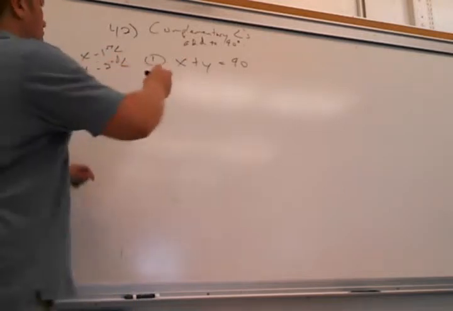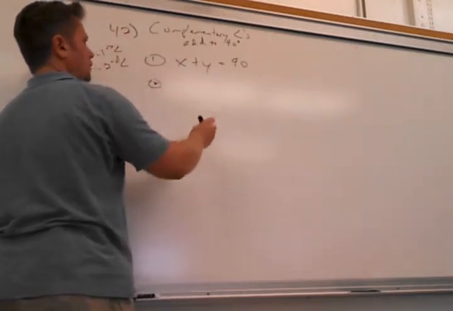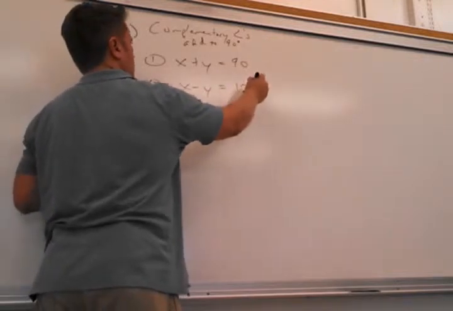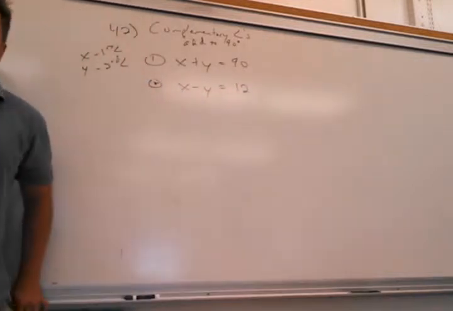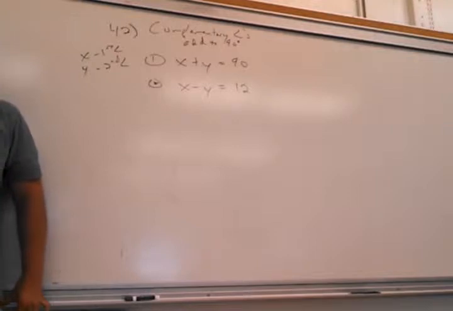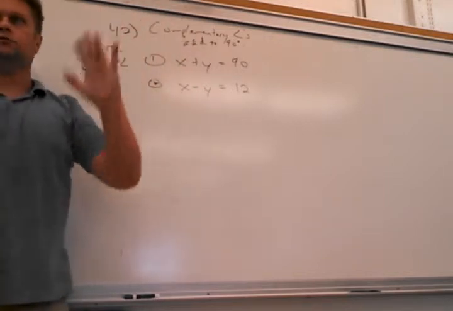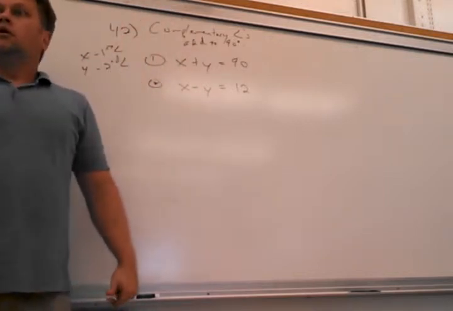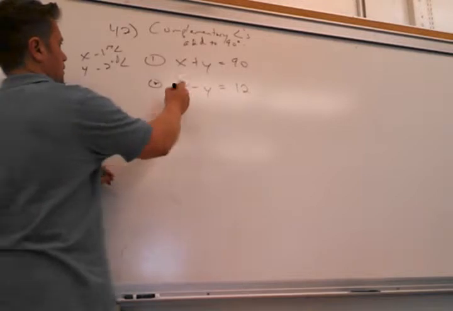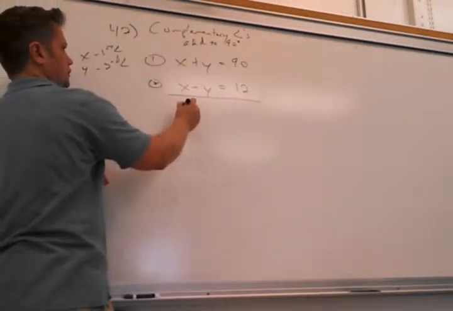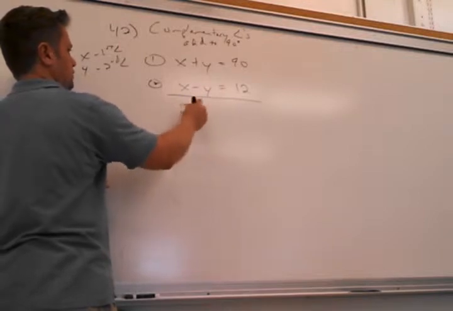Their difference is 12 degrees. How do you write that? Is that x minus y? And then what's a really nice way to solve that system? Yes, elimination, because if you add them now, the y's go. There you go. Can you try it? Okay. 2x.